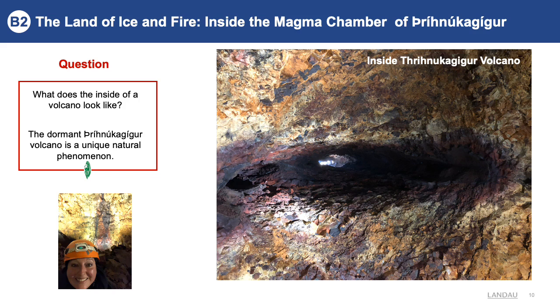Take a moment to look at the picture to the right. This is a photo I took looking directly up at the opening of the volcano in which we descended. The many different colors of the rocks represent different minerals. They include sulfur, iron, and basalt.